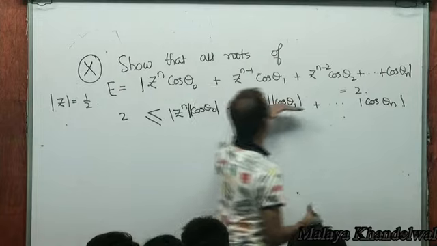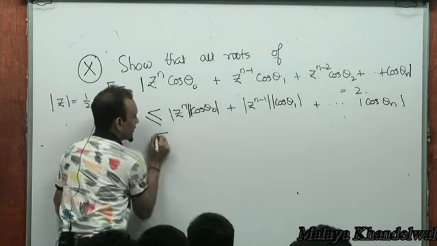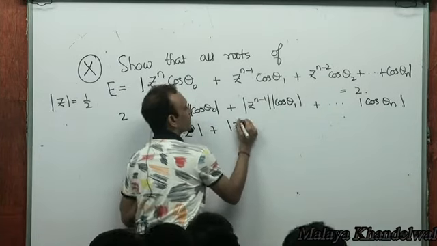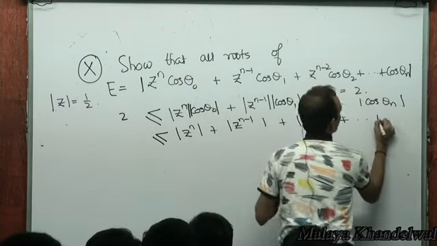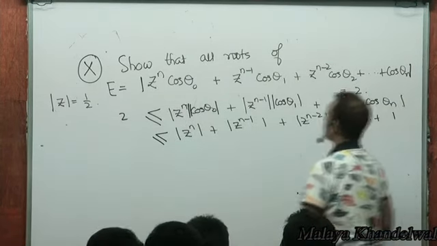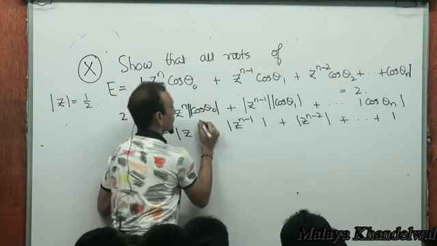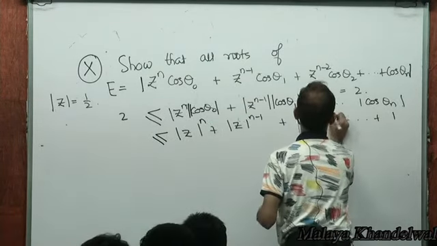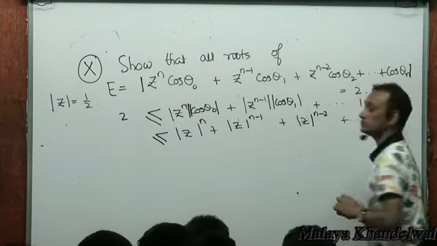But mod cos theta naught, mod cos theta 1, mod cos theta n are all less than 1. So this expression will be less than or equal to mod z power n plus mod z power n minus 1 plus mod z power n minus 2 plus 1, right? But mod of z power n would be mod z whole to power n. Mod z power n minus 1 would be mod z power n minus 1. Right? Mod and these powers are interchangeable entities, etc.